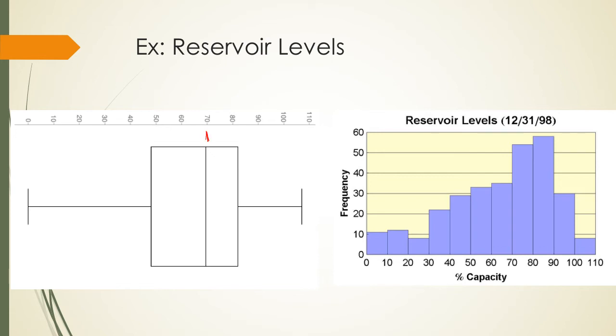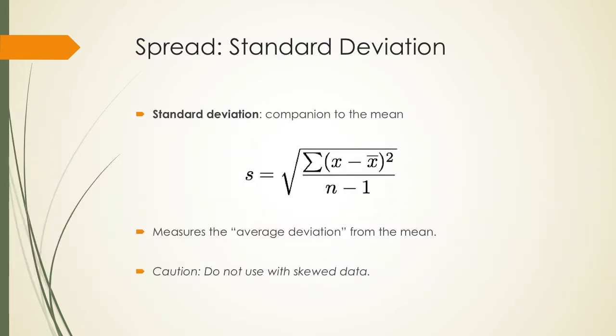And the middle 50% of reservoirs were between about 48% and 82%. The box plot also shows the left skewness of the data. So far in this video, we focused on using quartiles to measure the spread of a distribution.